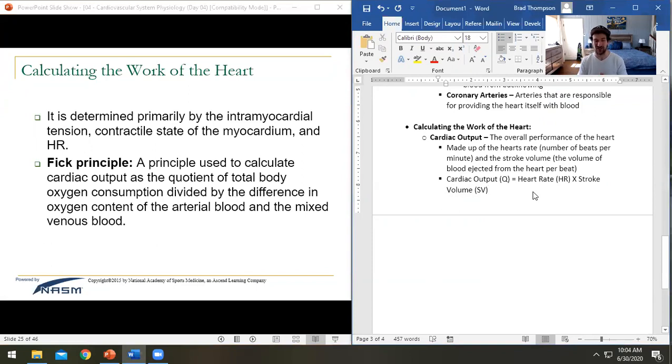So there's actually a guy who discovered that. Oh, no, I can't remember his first name. Crap. It's like Johann or something. Anyway, it's called the Fick principle.